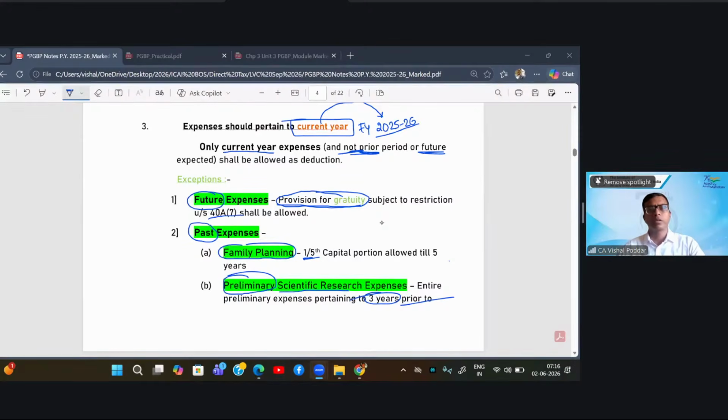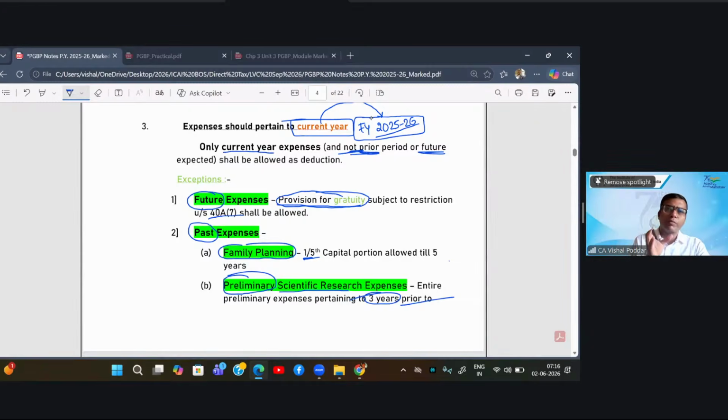Then comes the third condition. The third condition is that the expenses should be of the current year. Now, for our exams, the relevant year is financial year 25-26. What is important to be understood, students, is that these are all logical points. You will find none of these requirements very technical. These are logical requirements, logical conditions.